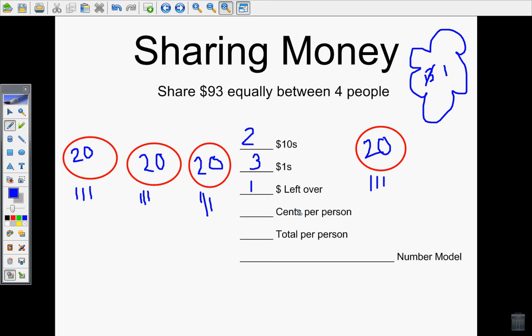Now we need to think about how we can divide that $1 up amongst 4 people. Well, if I divided it into 2 50-cent pieces, these guys could each get a 50-cent piece, but these guys wouldn't get anything. That's not fair. Our next biggest coin would be our quarter. Let's see if each person could get a quarter. That's 25, 50, 75, $1. That worked out perfectly. We used up that dollar exactly. We have no more money left over. So the number of cents per person would just be that 1 quarter, or 25 cents. Can you count how much each person got?